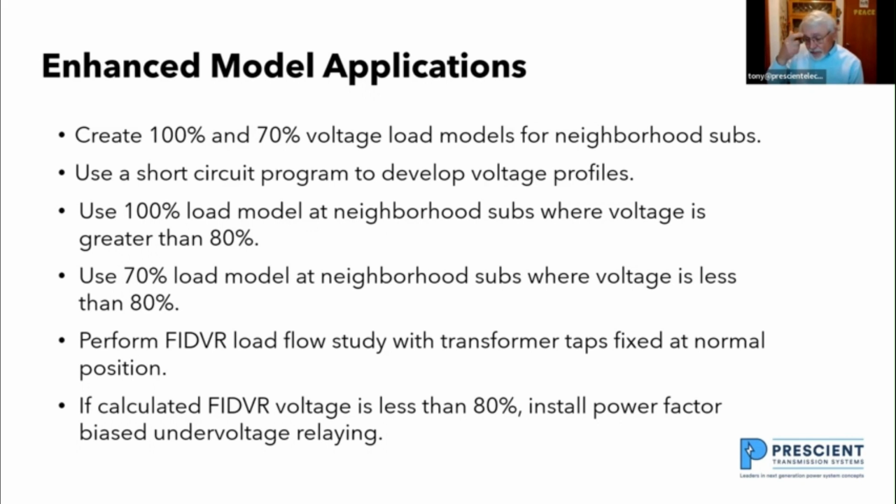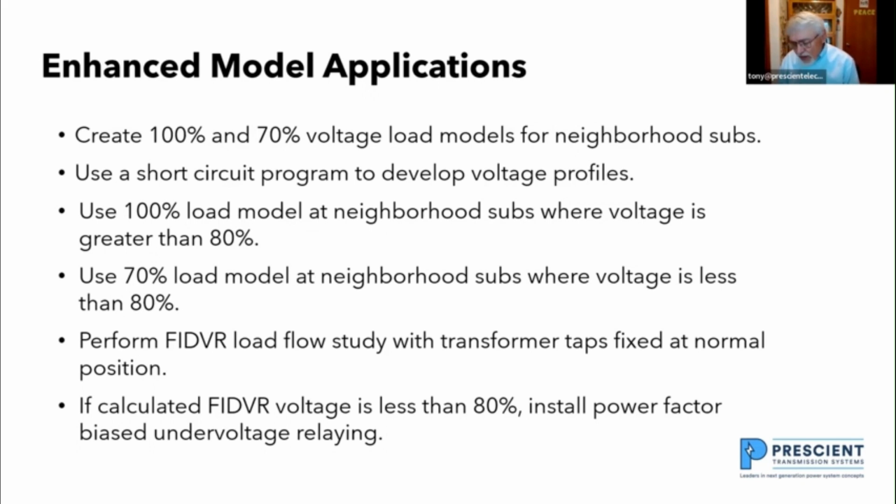So what I'm doing is I have to place a fault at numerous places around the system and find out how a fault at that location affects the loads that are attached to neighborhood substations or supplied by neighborhood substations. So I'd use the 100% load model at any neighborhood sub where the voltage is greater than 80%. And I'd use the 70% load model at neighborhood subs where the voltage is less than 80%.